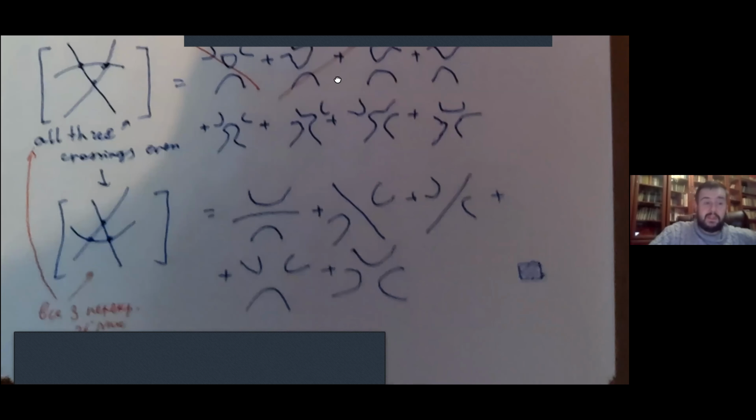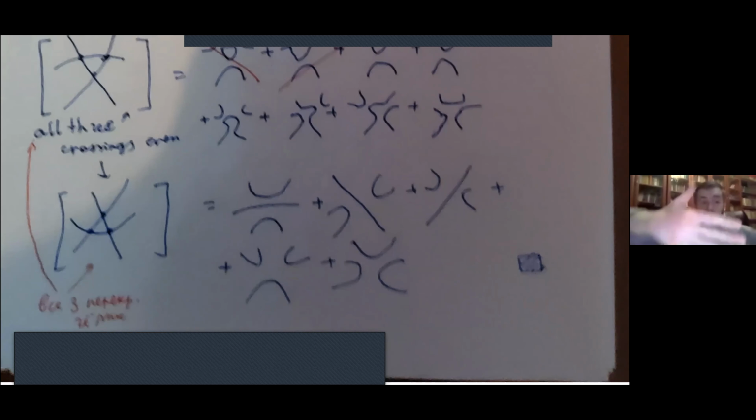У нас осталось 5 диаграмм. И все это симметрично относительно такого отражения, everything is symmetrical with respect to this reflection. So for that diagram, we also have 5. So this completes the proof. Are there any questions? Есть ли вопросы?